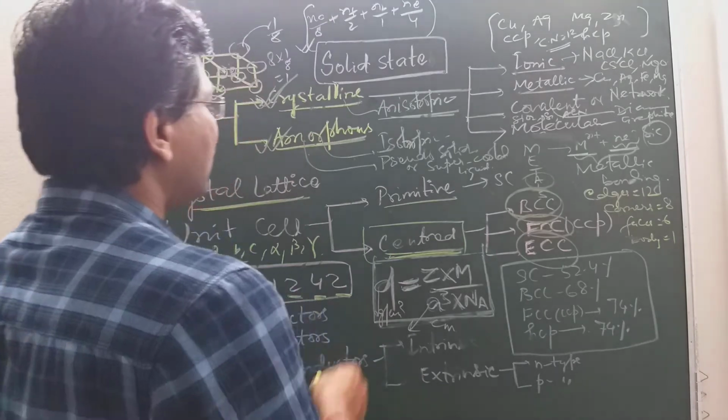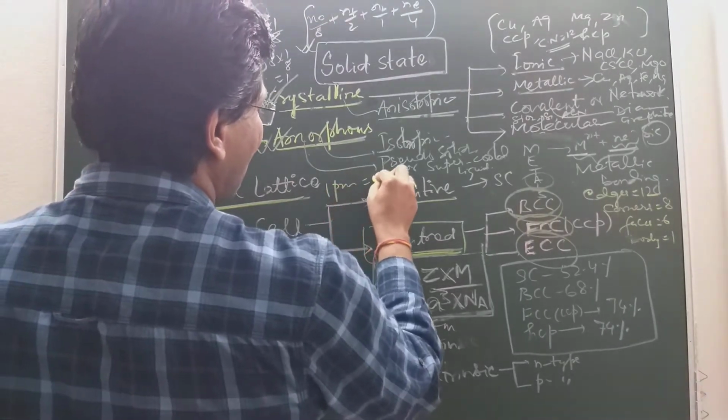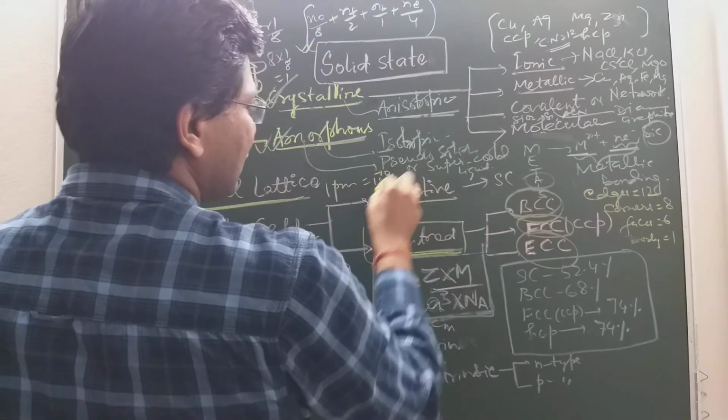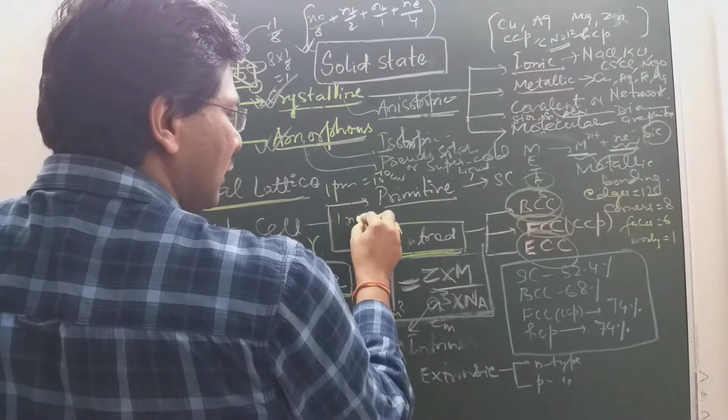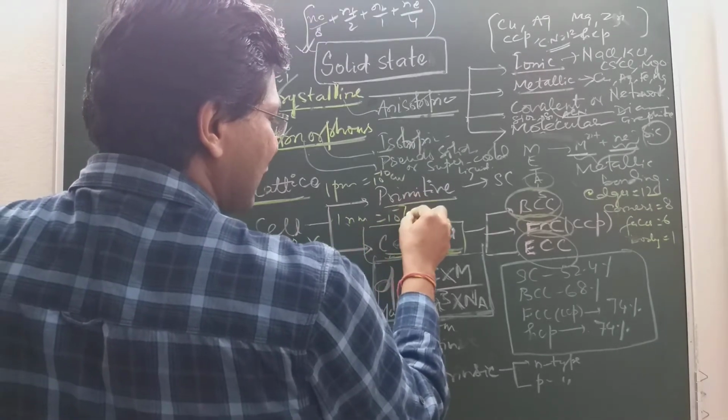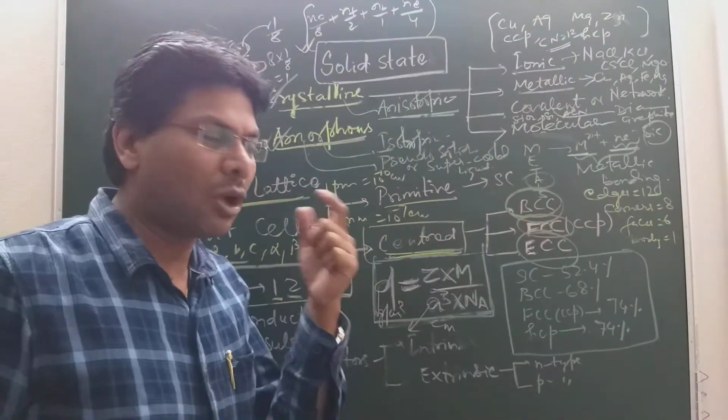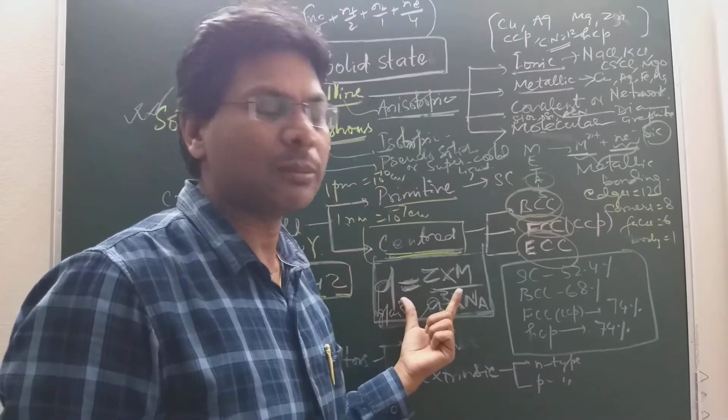Generally the a unit is given in picometer. So you must be aware that 1 picometer is nothing but 10 to the power minus 10 centimeter. Sometimes they may give it in nanometer. So 1 nanometer is 10 to the power minus 7 centimeter. If you keep this knowledge intact, you will be able to solve the questions based on density.